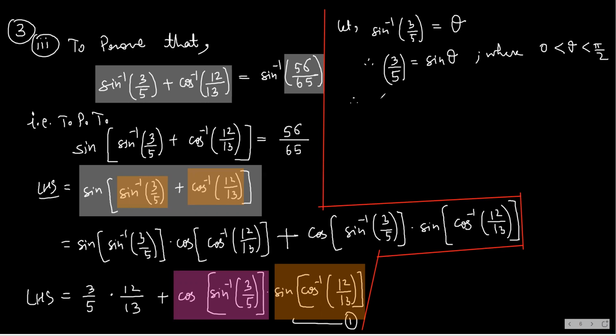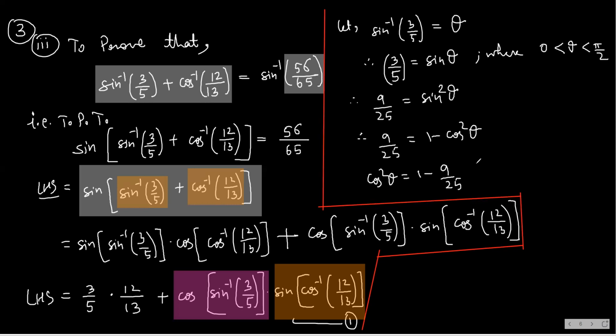Therefore, squaring both sides, 9 upon 25 is equal to sine square theta. Therefore 9 upon 25 is 1 minus cos square theta, because sine square theta is 1 minus cos square theta. So cos square theta is 1 minus 9 upon 25. Now I take the square root.